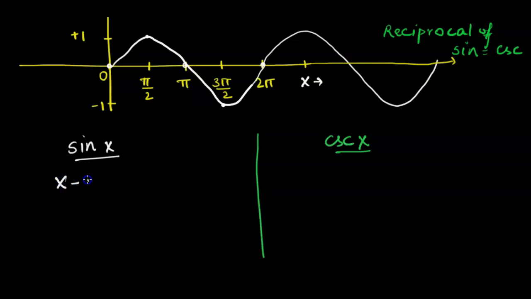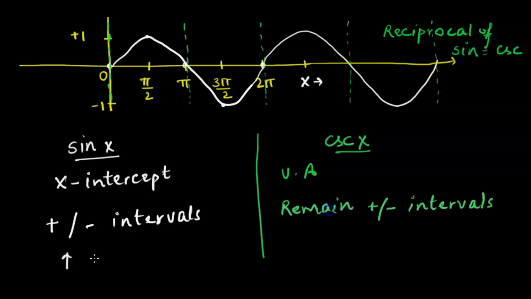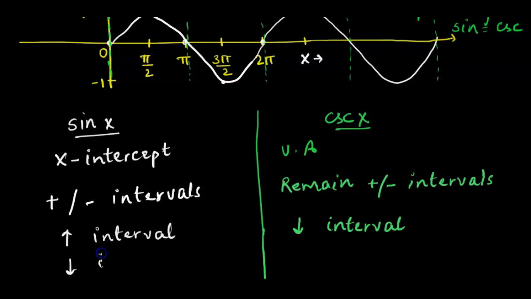The x-intercept in sine x graph would become vertical asymptote of cosecant x graph. So wherever we see the x-intercepts for the green graph, that will turn into vertical asymptotes. Positive and negative intervals for sine graph would remain positive and negative intervals for cosecant graph as well. Increasing interval for sine graph would become decreasing interval for cosecant graph, and decreasing interval for sine graph would become increasing interval for cosecant graph. Now we would be using these rules to complete the graph of cosecant x function.